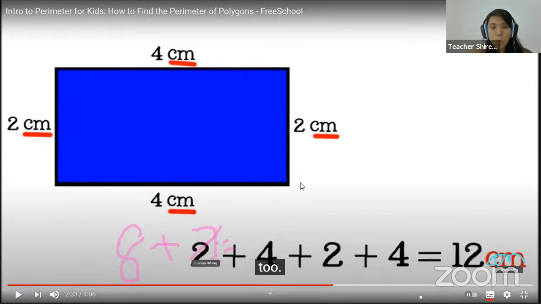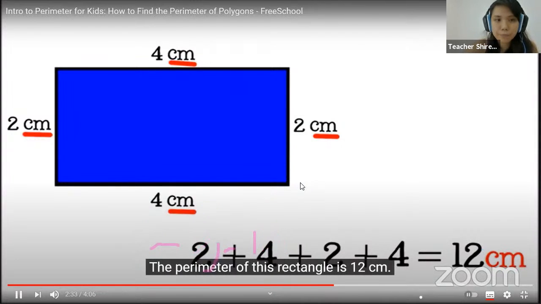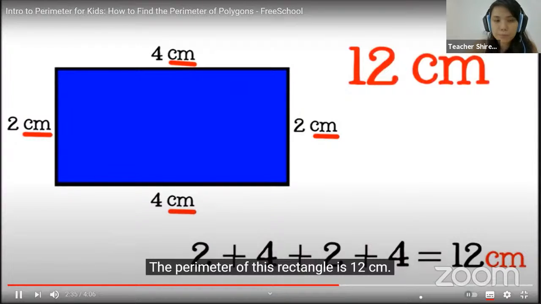So remember, when you answer, you must write the unit. If you did not write the unit, the whole thing will be wrong, regardless of what your answer is. The unit is very important. The perimeter of this rectangle is 12 centimeters.